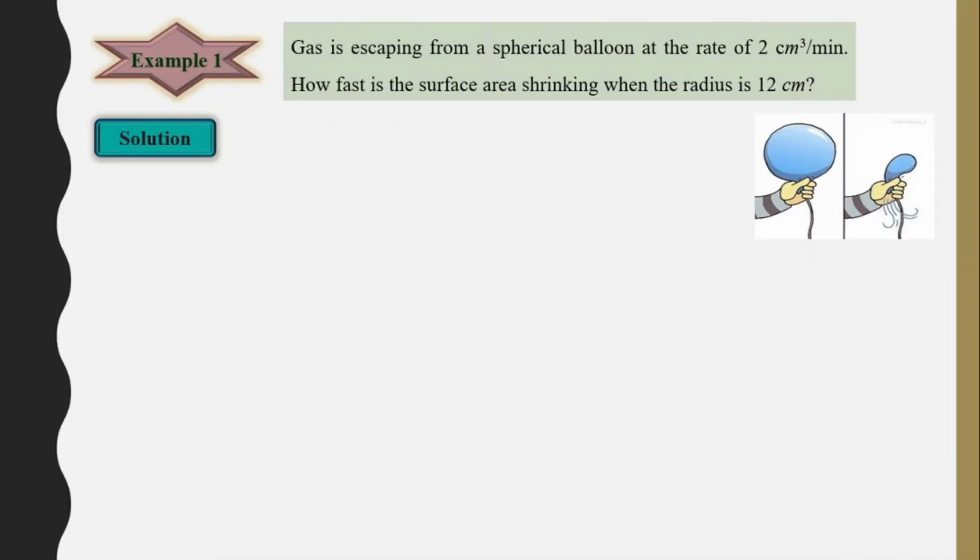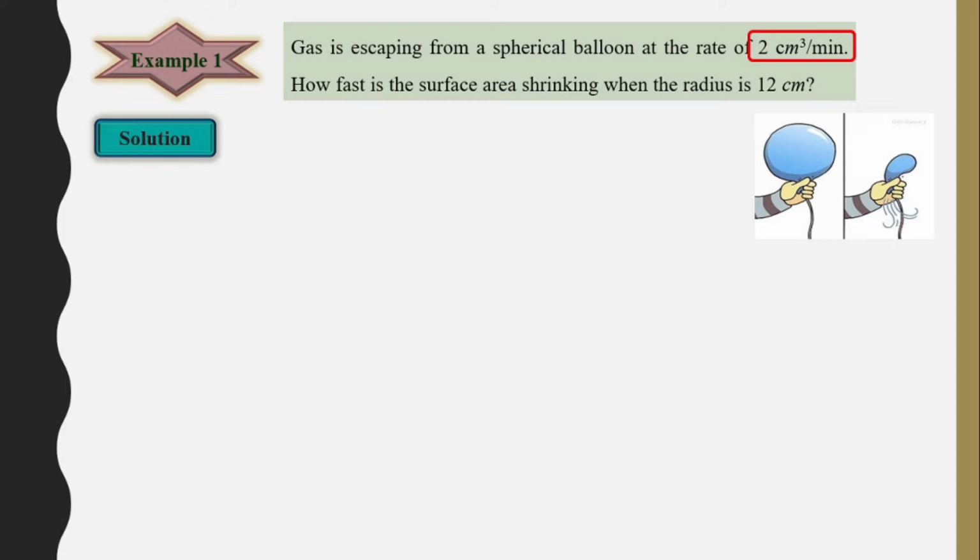Example 1. Gas is escaping from a spherical balloon at the rate of 2 cm³ per minute. How fast is the surface area shrinking when the radius is 12 cm? In this question, we have been given a rate value. Since the given measurable unit is cm³, it is related to volume.